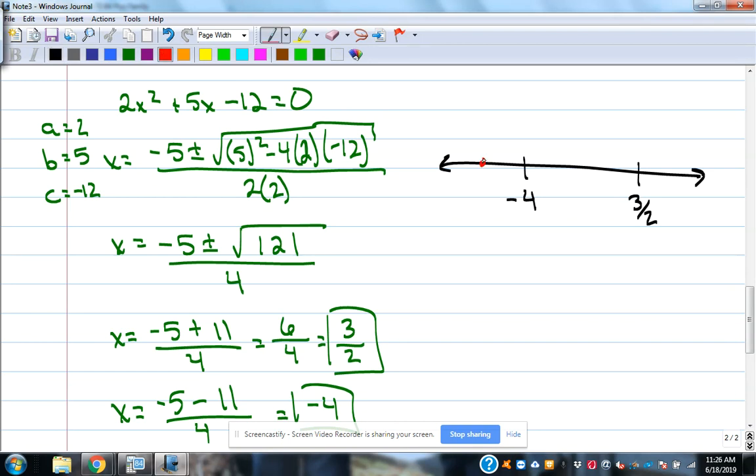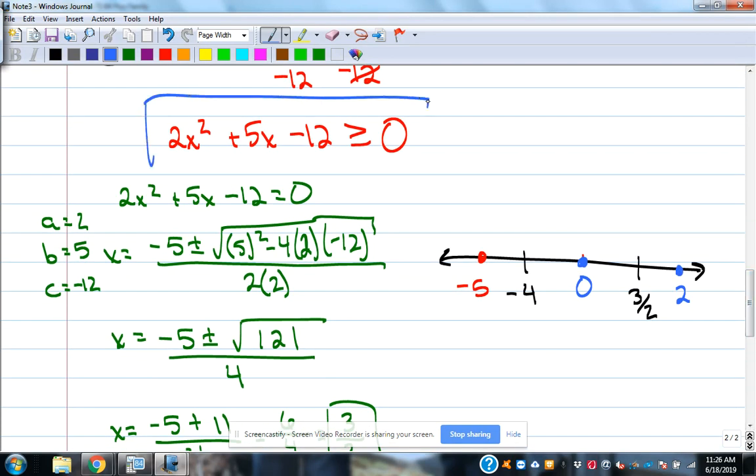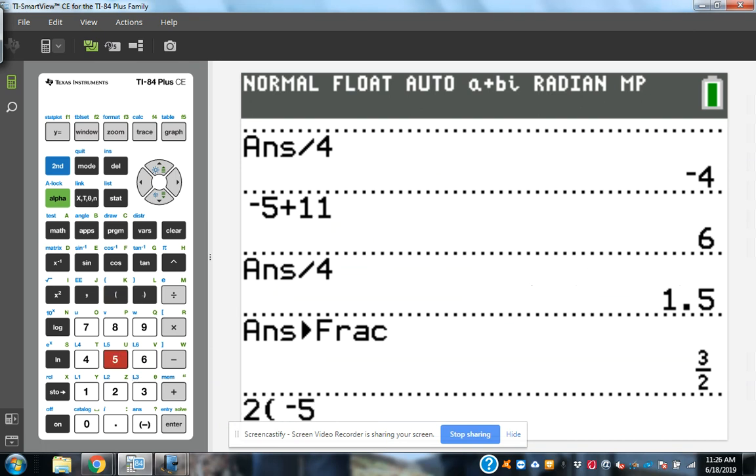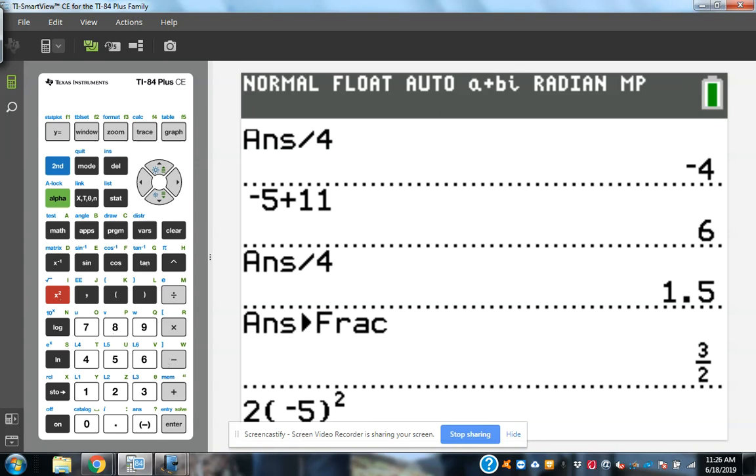So our test numbers, something to the left of negative 4, that'd be like negative 5. I could check 0 in the middle there again, since it's between negative 4 and 3 over 2. And then something bigger than 1.5. Positive 2 is bigger than 1.5. Again, you can use whatever number you want to, as long as it's in the right range there. So I'm going to check that in this inequality right here that I've got. So that's what I'm checking against. I'm going to work out 2 parentheses negative 5 squared plus 5 parentheses negative 5 minus 12.